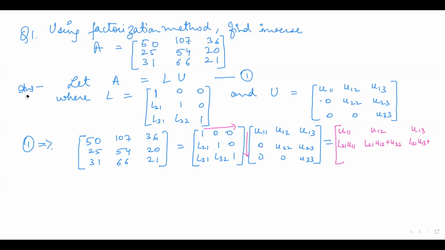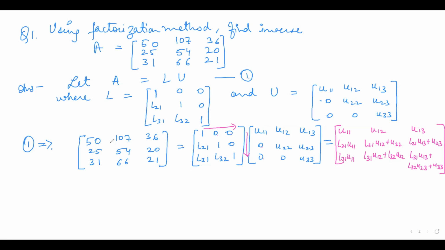And this would be U23. Then last row with the first column will give me L31, U11. Last row with the second column will give me L31, U12 plus L32, U22. Last row with the last column will give me L31, U13 plus L32, U23 plus U33. So these are the elements that I'm getting.